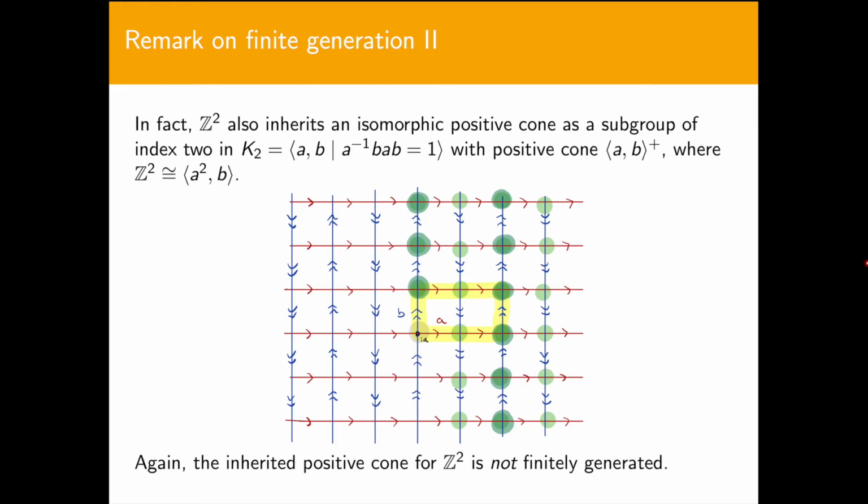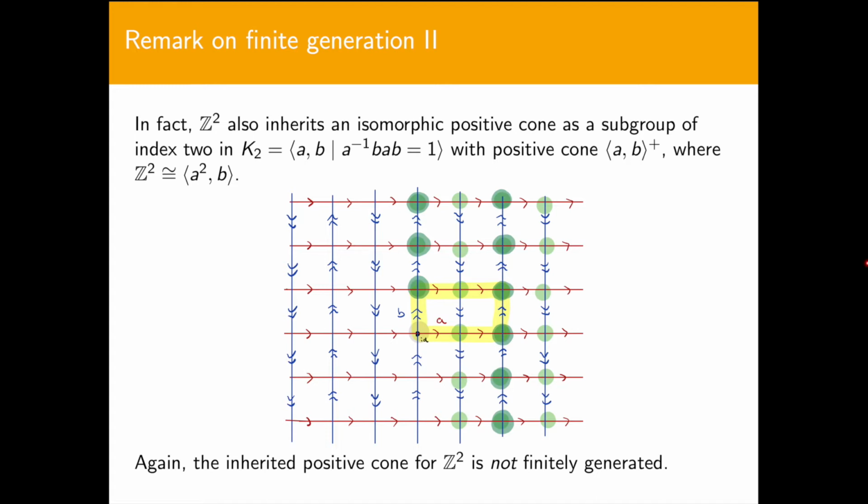And now Z squared will be generated by A squared, B. So below, I've drawn a Cayley graph for the Klein-Bottle group. And in green, I've drawn the positive elements in this Klein-Bottle group. And the semigroup of A and B, well, that's a positive cone because as you can see, it covers about half the graph minus the identity. And this is allowed because the orientation on the B-axis is alternating.